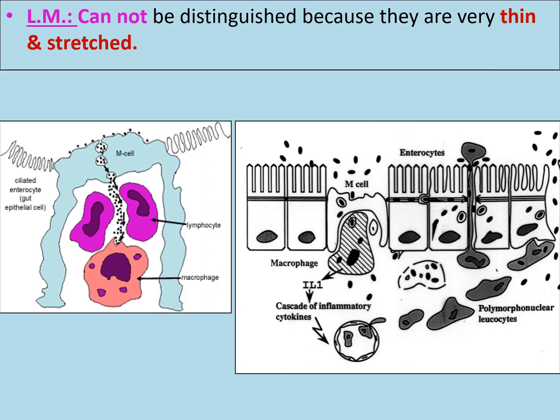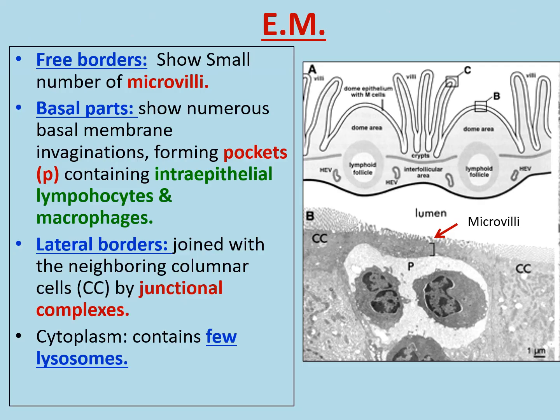The cell here, by light microscopic section, we can't easily identify because it is very thin and stretched. Can you see here? This is a dome-like cell. It is this cell. It is very thin and can be easily distinguished. What does this cell do? It takes the antigen from the small intestine to transfer it into intraepithelial lymphocytes and other lymphocytes for stimulation. Let's see the electron microscopic picture.